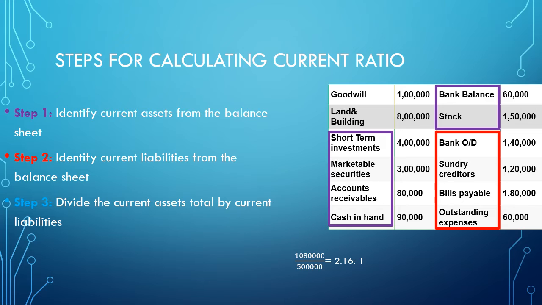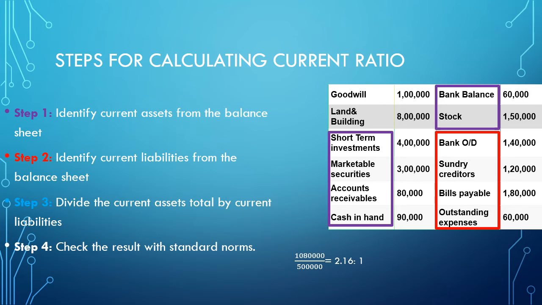The current ratio is 2.16:1. Then the fourth step is to check the result with the standard norm. In the previous slide we said that the current ratio is 2:1. Here the current ratio is 2.16:1, which means that in terms of current ratio, the company's short-term liquidity position is satisfactory because it is more than the ideal current ratio.